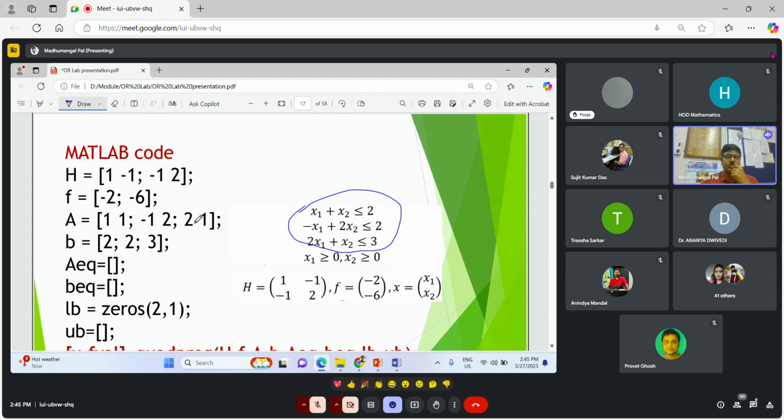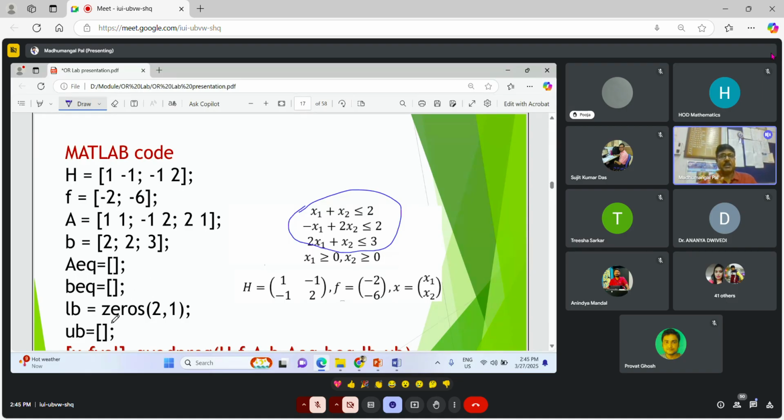Third one is 2 and 1. So the third constant is 2 and 1, so the third row is 1. And the B vector, meaning the right hand vector, is 2, 2 and 3. Okay, there is no equality constraint. For this reason, we have written Aeq equal to a null matrix, or null vector.